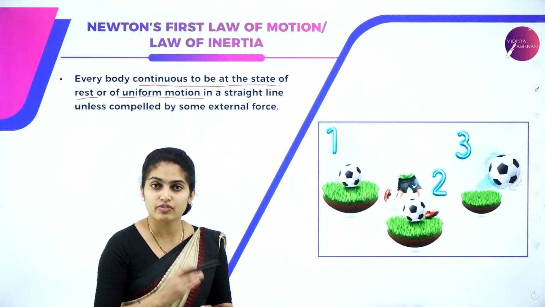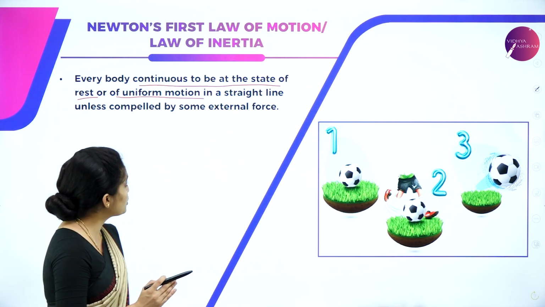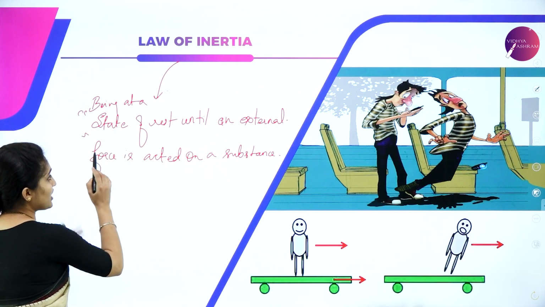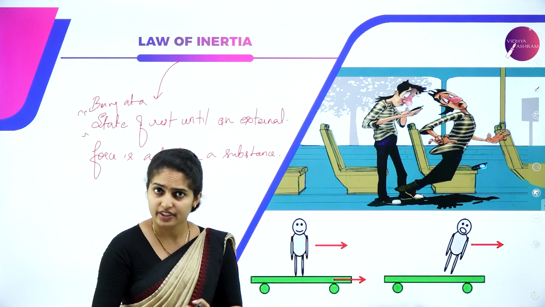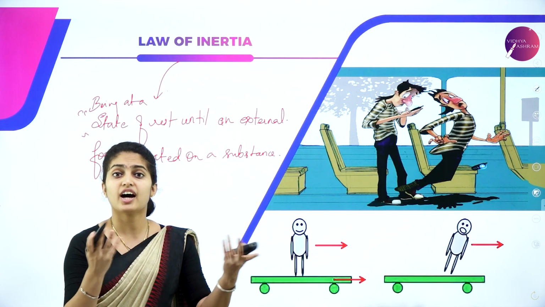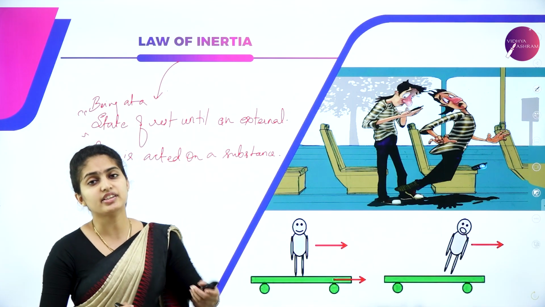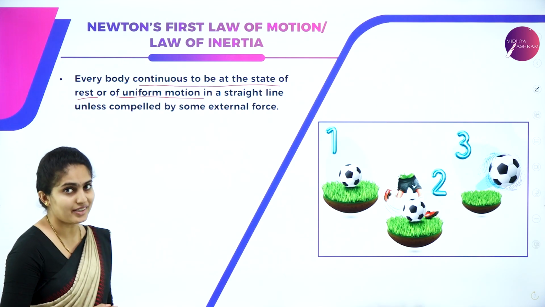Why is it called the law of inertia? Because the law of inertia also tells that being at a state of rest continues until an external force is acting on it. You can even modify it as being at a state of uniform motion until an external force is compelled on it. Okay, that is what your first law of motion tells you.